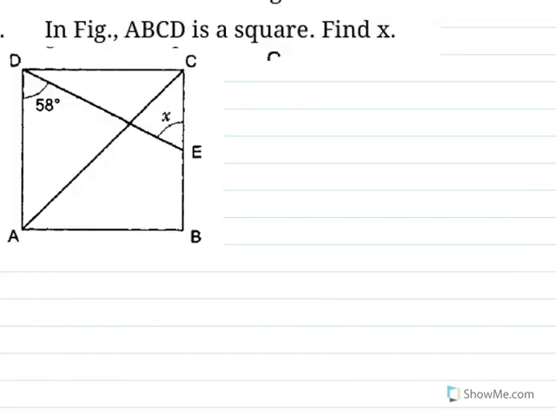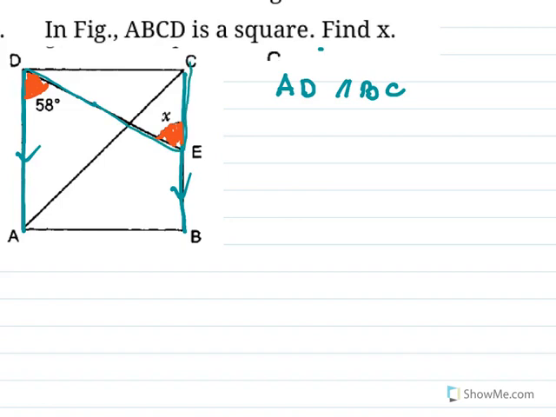In the figure, ABCD is a square. Find the value of x. Here ABCD is a square, so AD is parallel to CB. So let's write that. AD parallel to BC. And if it's parallel, the alternate angles will be equal. So these two angles will be equal. Here we have a Z. So X will be also 58 degrees. Reason? Alternate angles are equal.